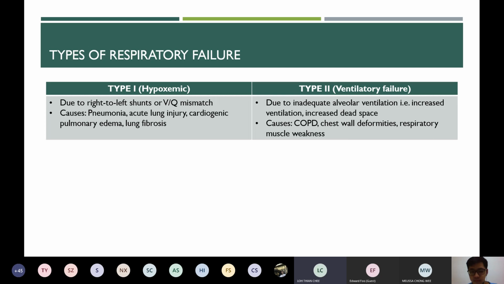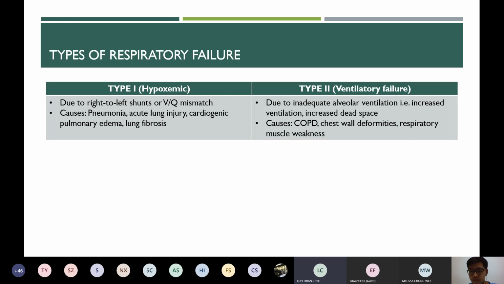The CO2 retention signs of type 2 respiratory failure might not be present clinically in the patient, so you cannot rule out type 1 or type 2 respiratory failure clinically. It's just like stroke. When you see a patient with unilateral body weakness and a systolic blood pressure of 240, you cannot say this is definitely hemorrhagic rather than ischemic stroke. Although it's more suggestive, hemorrhagic or ischemic stroke is a diagnosis from CT. Just like respiratory failure, it's a diagnosis from blood gas.